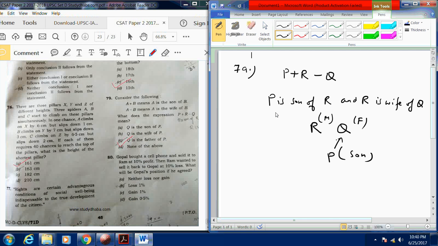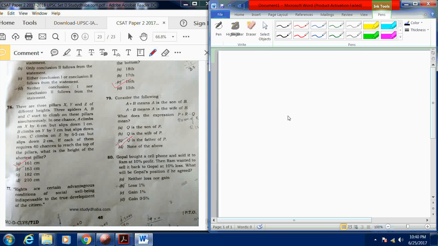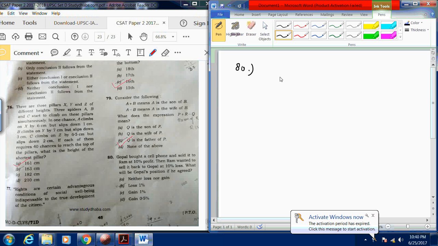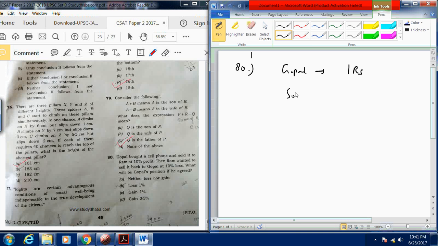Question number 80. Quickly one. Let's see what it says. So Gopal bought a cell phone and sold it to Ram at 10% profit. Say Gopal bought it for ₹1. He sold it to Ram at 10% profit. That means he sold it for 1.1 rupees. Then Ram wanted to sell it back to Gopal at 10% loss. So 10% loss means he wants to sell it at 0.99 rupees to Gopal.